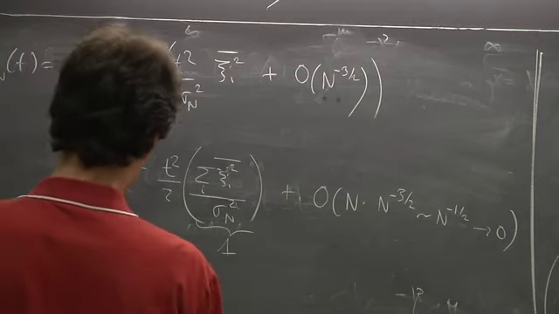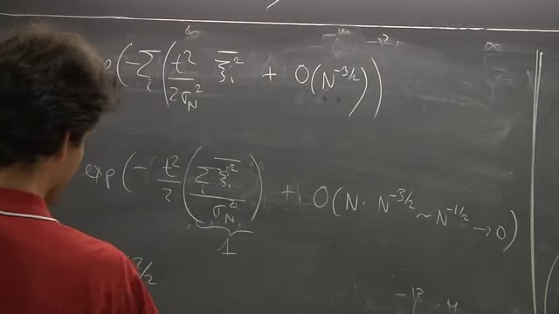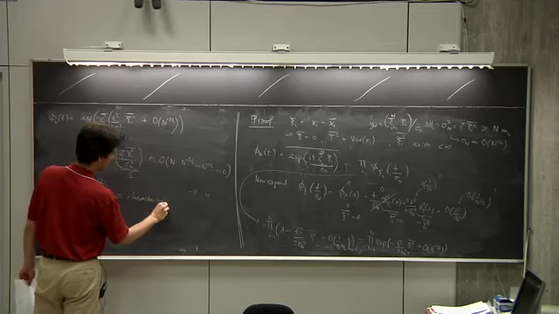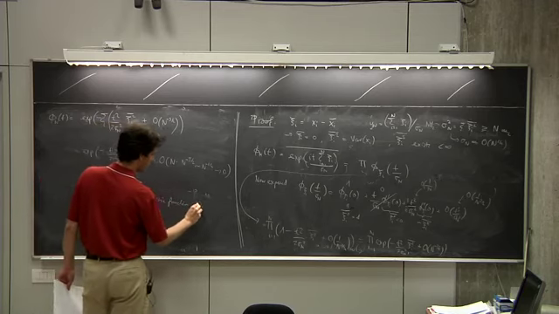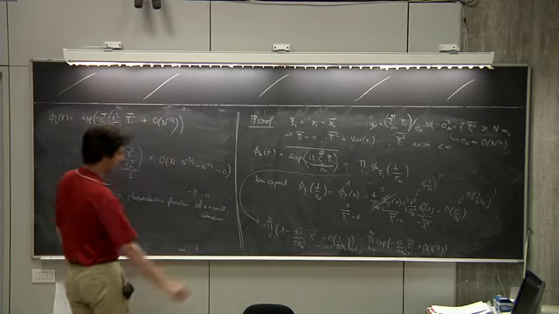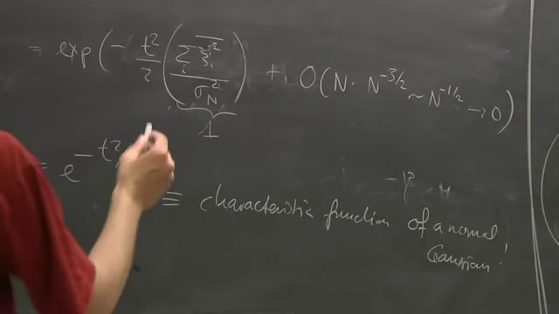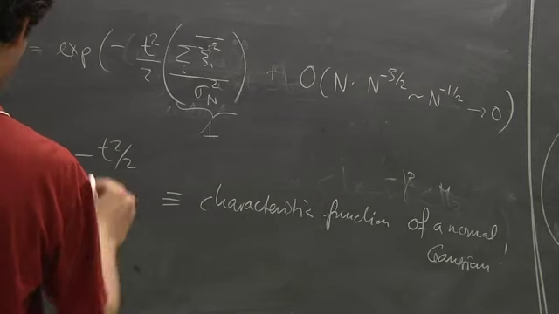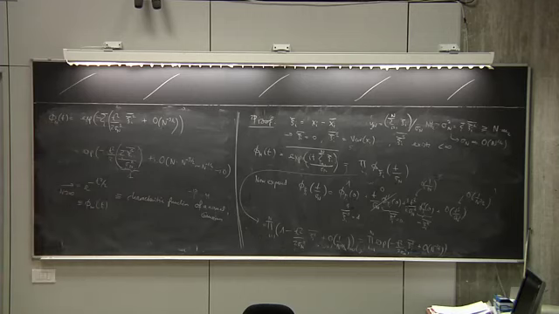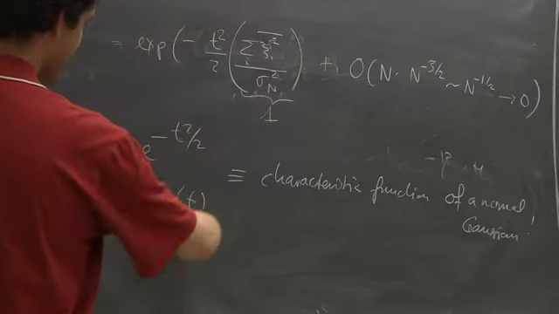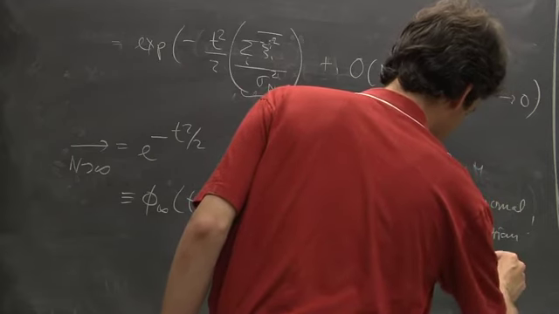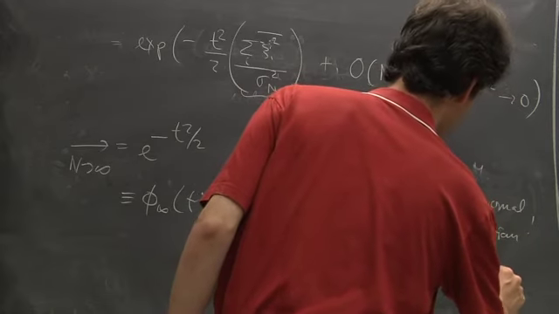Okay, and now we are done, right? This is e to the minus t squared over 2, which is just a characteristic function or generating function of a normal Gaussian. So this tends to this limiting function, which is what I previously called phi infinity of t. So now this is the characteristic function of the normal Gaussian, which is my limiting distribution function of y, right?